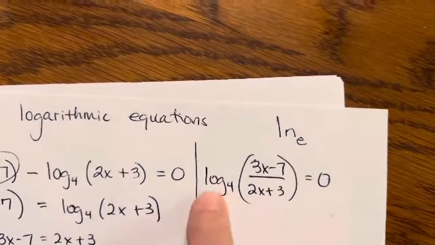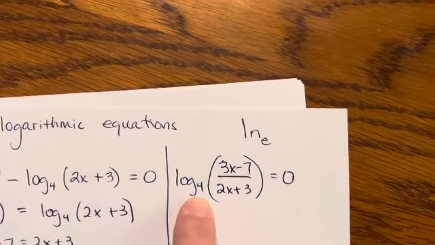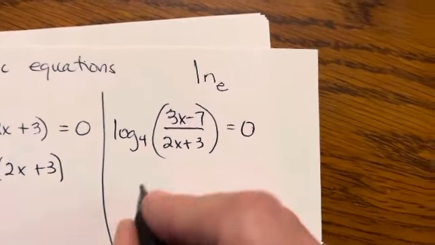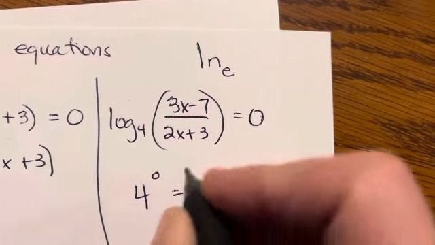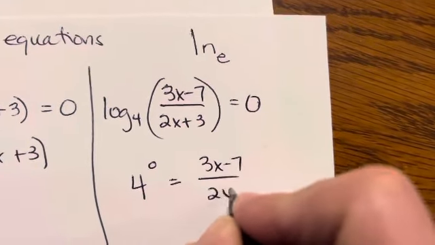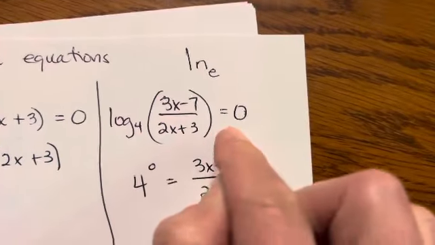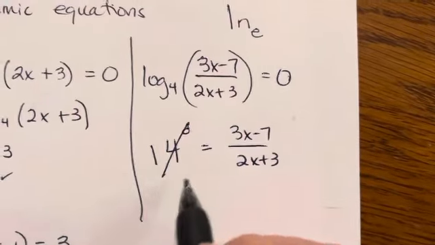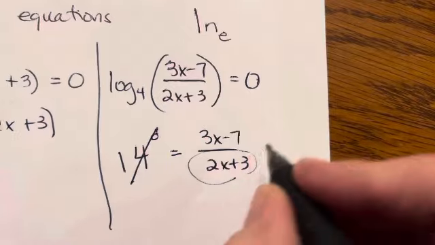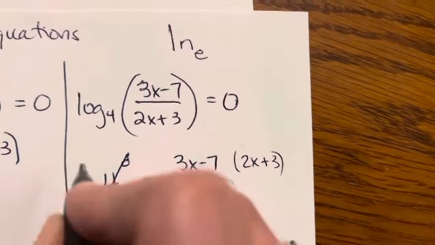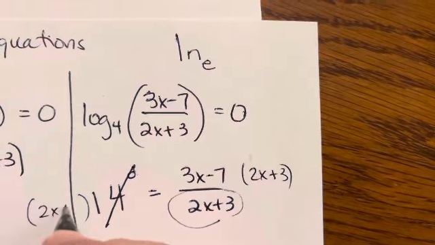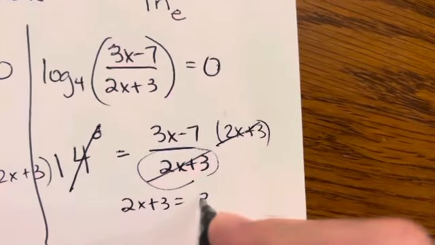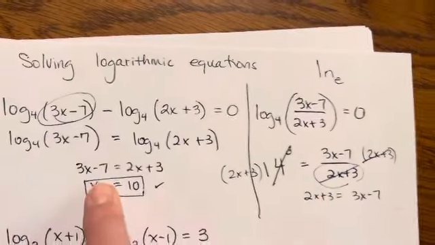So I only wrote the function log one time. Now remember, if you want to write this in exponential form, this is your base, this is your exponent. So 4 to the 0 equals 3x minus 7 over 2x plus 3. Do you remember anything to the 0 power is 1? So I've got that. I would get rid of my denominator by multiplying both sides by 2x plus 3. Well, look, 1 times that gives me 2x plus 3. These cancel, so I have 3x minus 7, and look, I'm right back where I started.